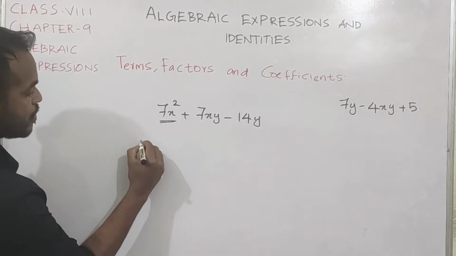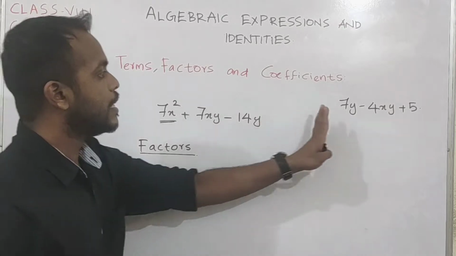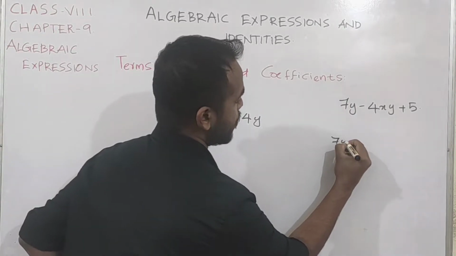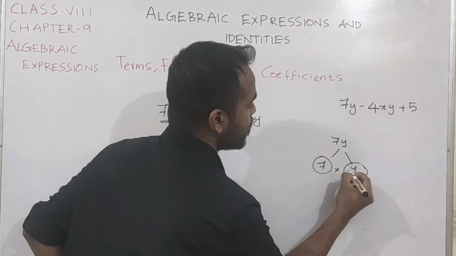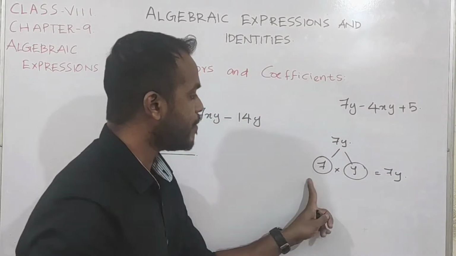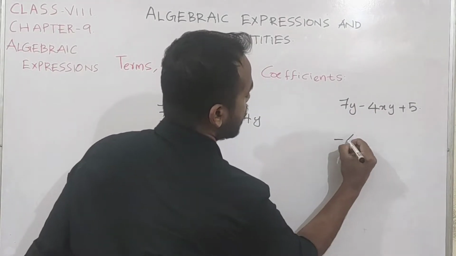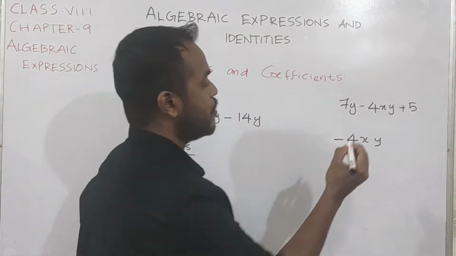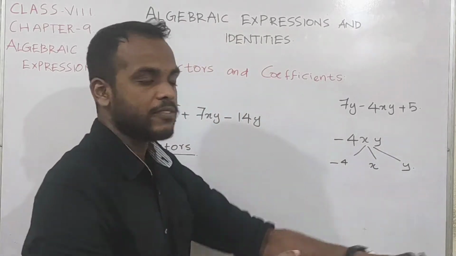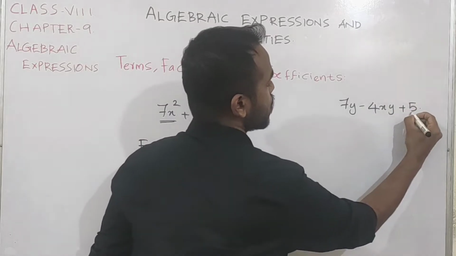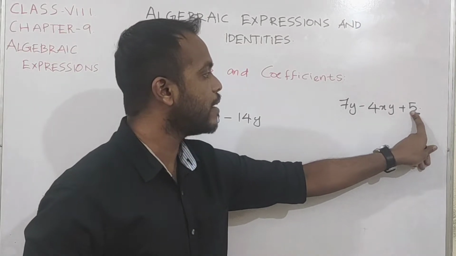The next one is factor. We'll see an example. In this case, who is the first term? It is 7y. Now the numbers 7 and y are multiplied together to get 7y. Then we can say 7 and y are the factors of 7y. Now look at the next term. It is minus 4xy. So who all are the factors? Factors of this term are minus 4, then x and y. Then what about the factor of the last term? 5. It is 5 itself. There is no other number that can be written together. So only 5 is the factor.